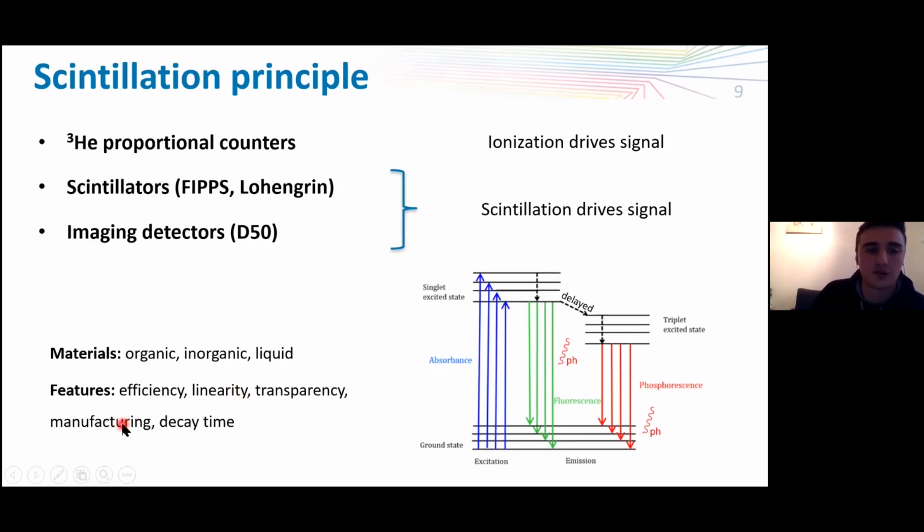Then some other features comprise, of course, the manufacturing. The easier it is, the better the scintillator will perform, and a fast decay time is, of course, always very good for any detector.